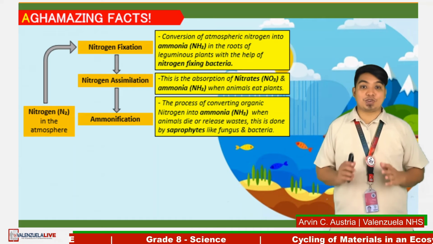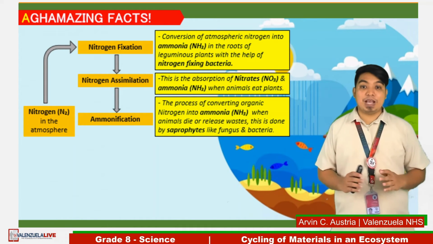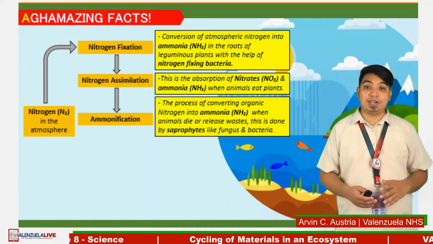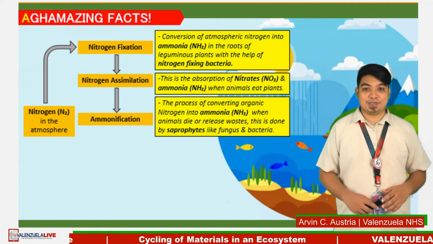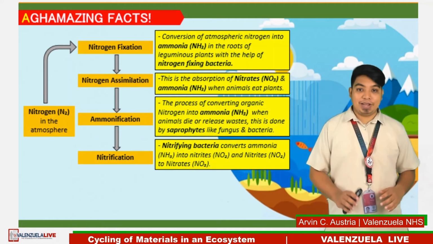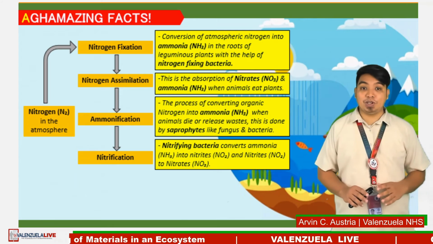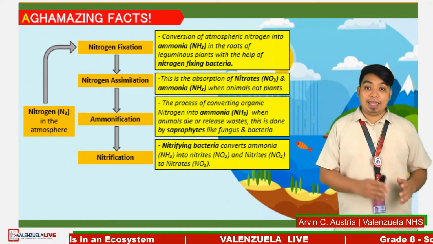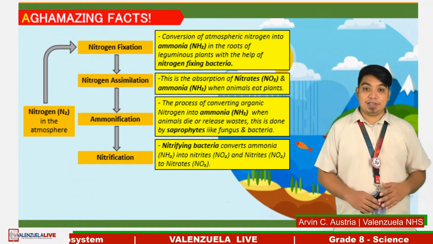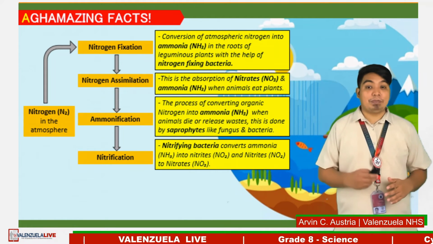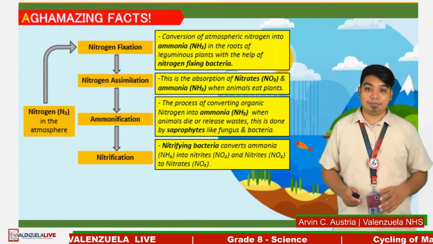Organic nitrogen is converted into ammonia. Saprophytes like fungus and bacteria are responsible for this process. Nitrification is the conversion of ammonia into nitrites and nitrites to nitrates. This conversion is performed by nitrifying bacteria.